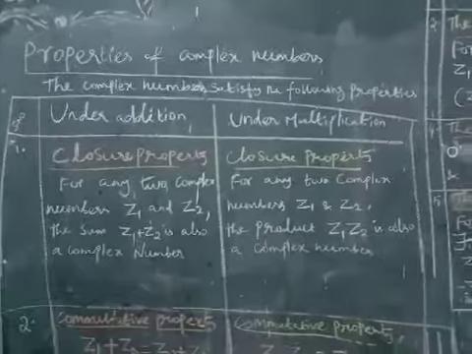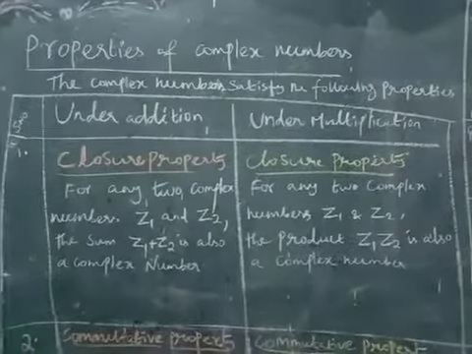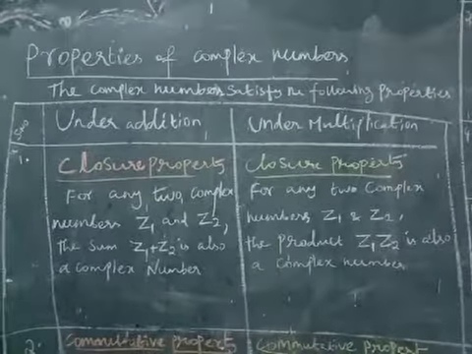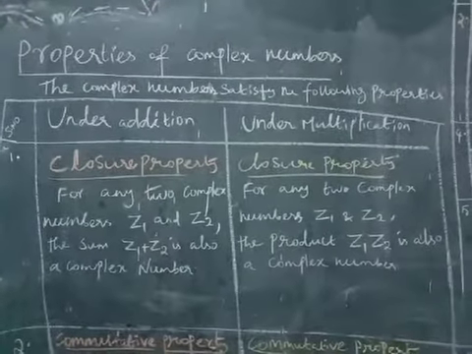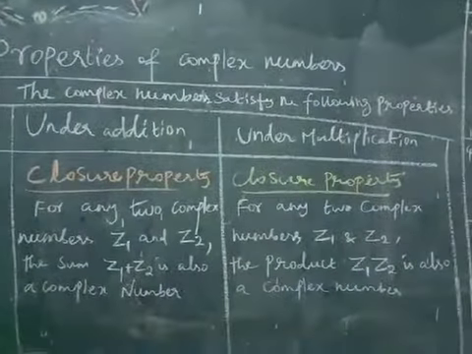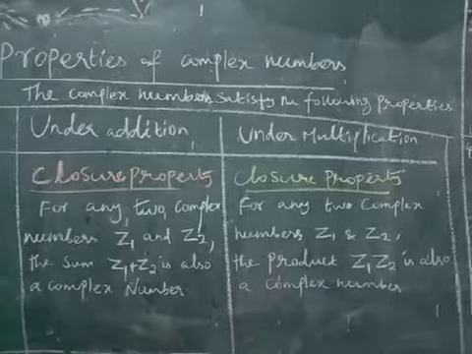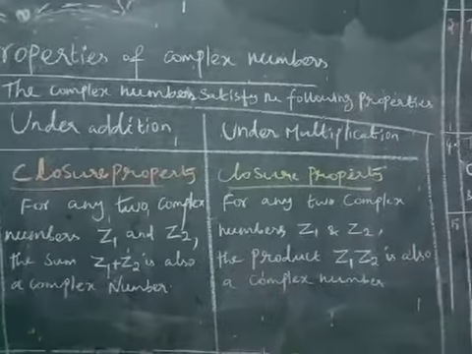Okay, last class we learnt about basic algebraic operations of complex numbers like addition, multiplication, subtraction and equality of complex numbers. Today we are going to learn about properties of complex numbers. Okay, so the properties of complex numbers under addition and multiplication are the same as for real numbers.